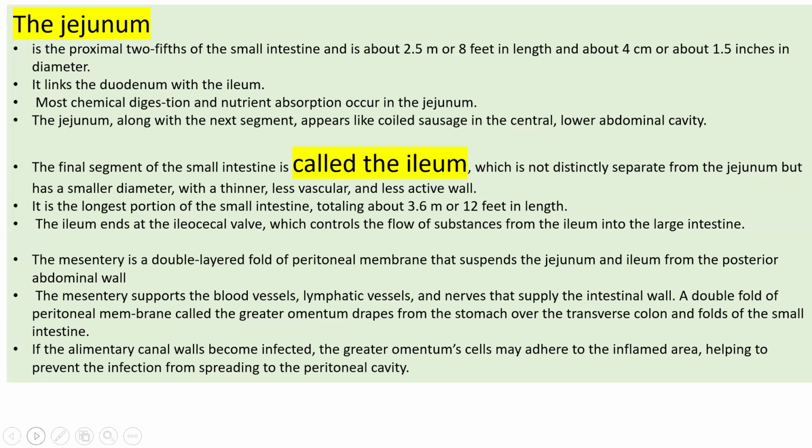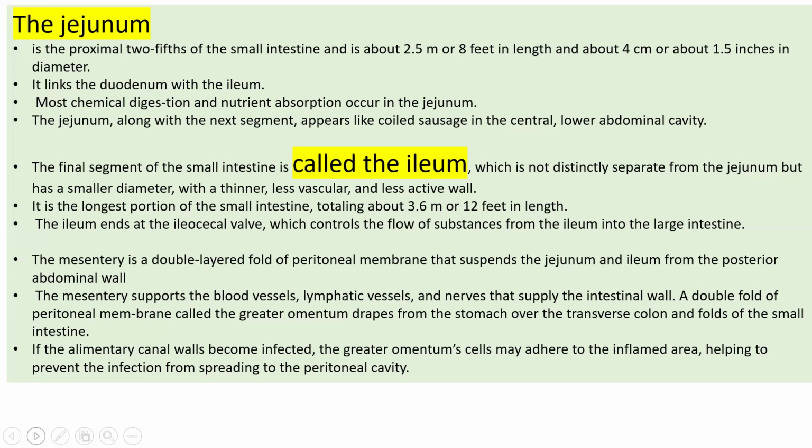A double fold of peritoneal membrane, which is called the greater omentum, drapes from the stomach over the transverse colon and folds of the small intestine, which I explained to you. If the infection happens in the alimentary canal wall, the greater omentum may become infected and inflamed. If inflammation happens, where? In the greater omentum.